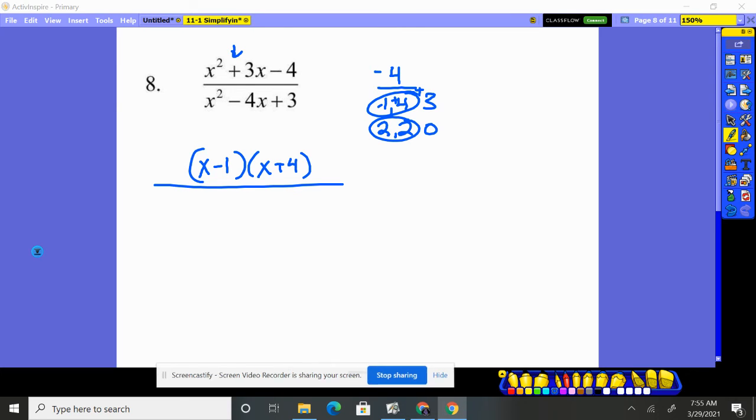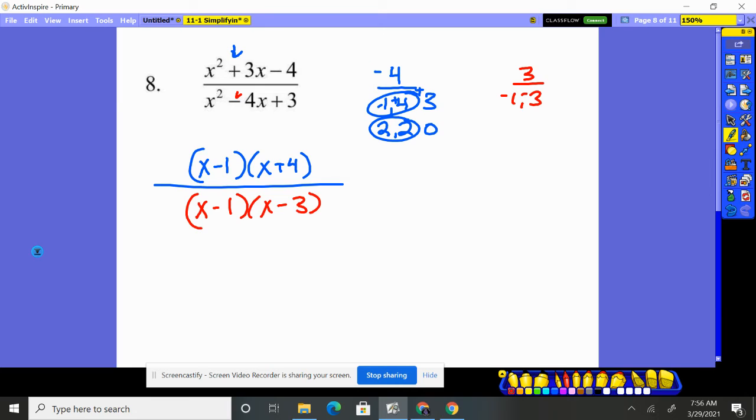Now, what about the bottom? The bottom is a 3. 1 and 3. That's easy enough. Now notice it is a negative 4. That tells me that both pieces have to be negative because a negative times a negative gave you the positive 3, put together will give you the negative 4. So it's x minus 1, x minus 3.